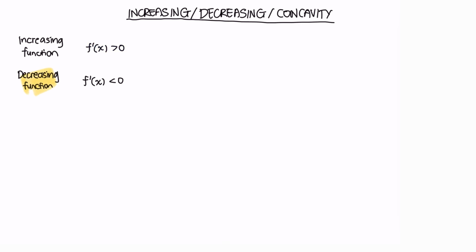Likewise, decreasing functions are functions that only decrease. And since the gradient of the function would always be negative, this means that f prime x is less than 0 for the domain of f(x).